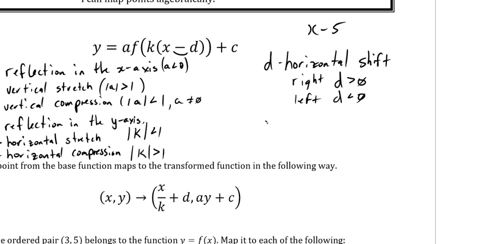Okay? And then C, same thing, but that's a vertical shift. And same thing, it goes up if C is positive, and it goes down if C is negative, just the way that you would expect. We also call these translations. You can use either word.